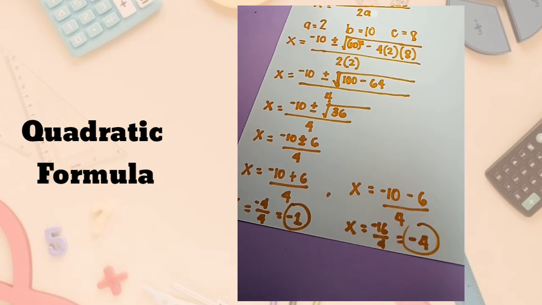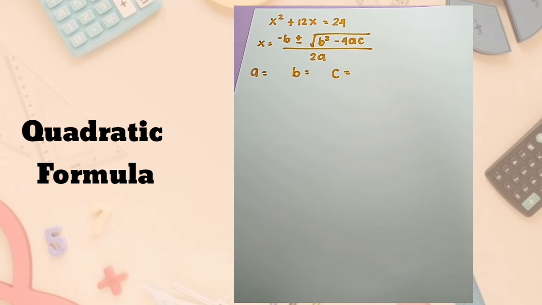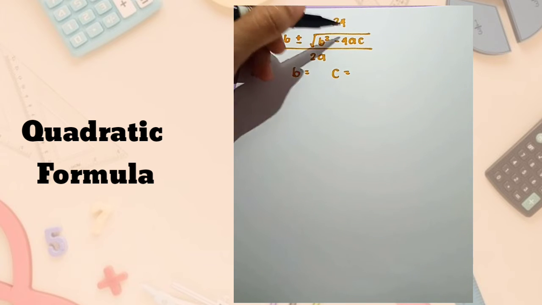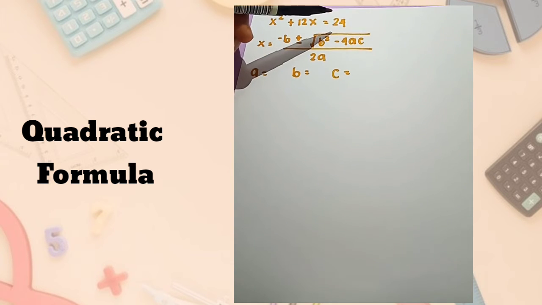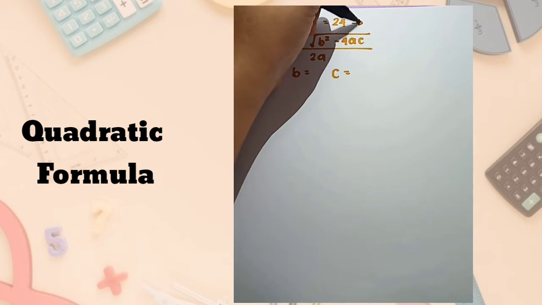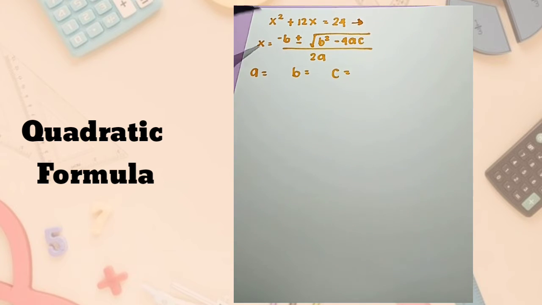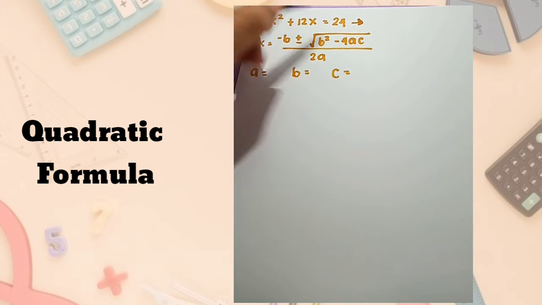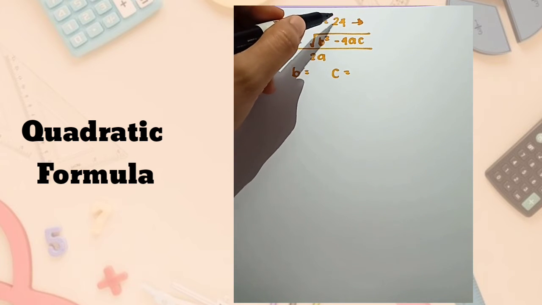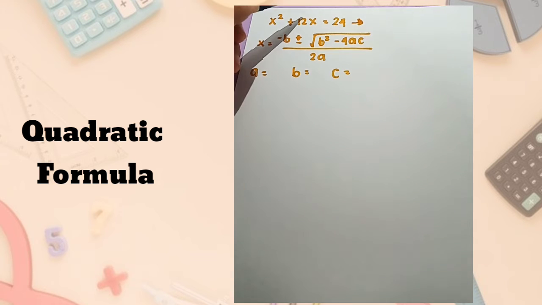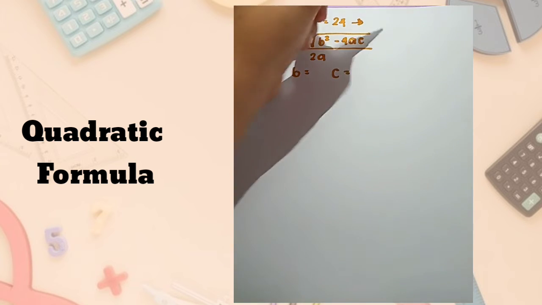Okay? So, using the quadratic formula. Let's have another example. So, x squared plus 12x equals to 24. So, since hindi pa siya nakasulat into general form, para mas mabilis nating matukoy yung values ng a, b, c, kailangan muna natin siyang isulat into general form. So, x squared plus 12x. So, yung 24 ay ililipat natin dun sa left-hand side. So, magiging negative 24.